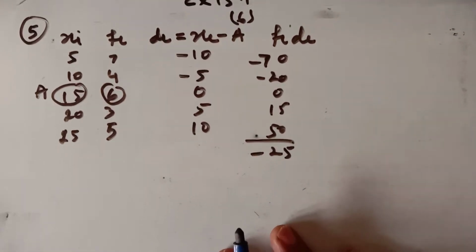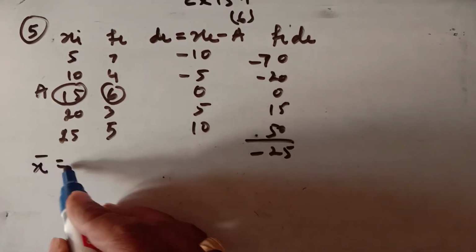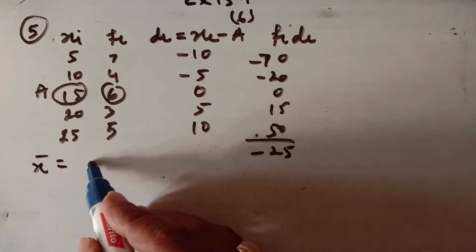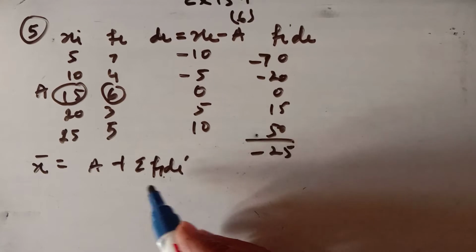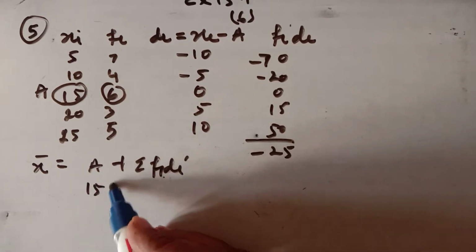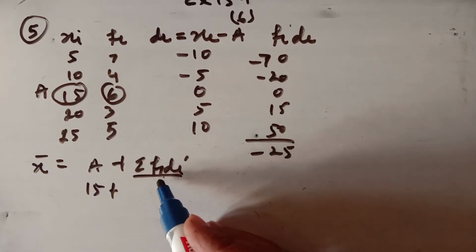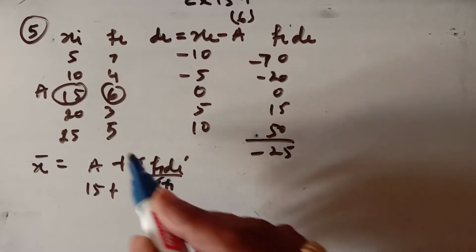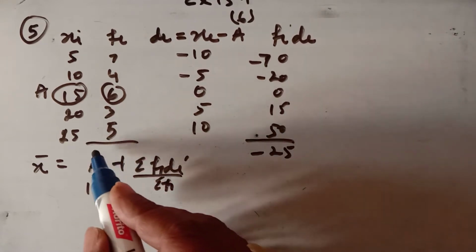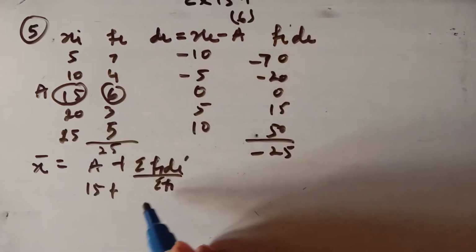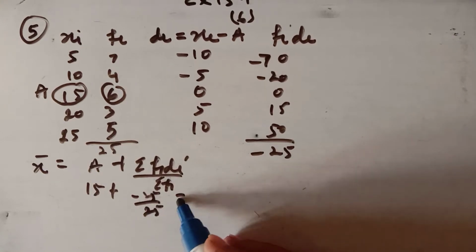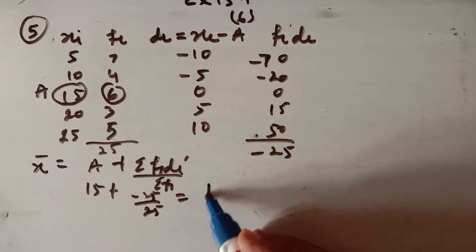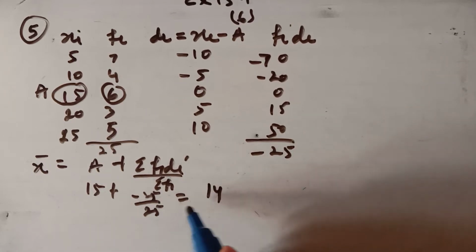So first of all, find its mean. We know the mean by the shortcut method in which the class interval is not given: assumed mean plus summation fi di upon summation fi. Assumed mean is 15, and the total frequency here is 25. So it will be minus 25 upon 25. This is coming out to be how much? 15 minus 1, 14.